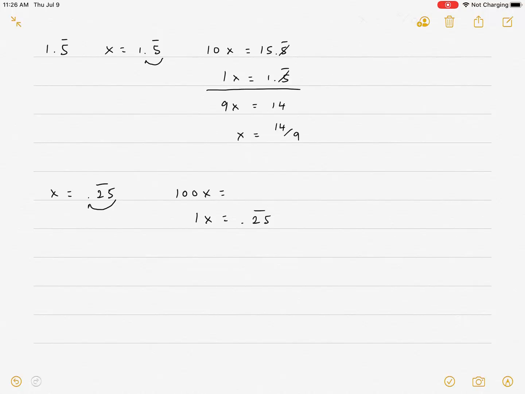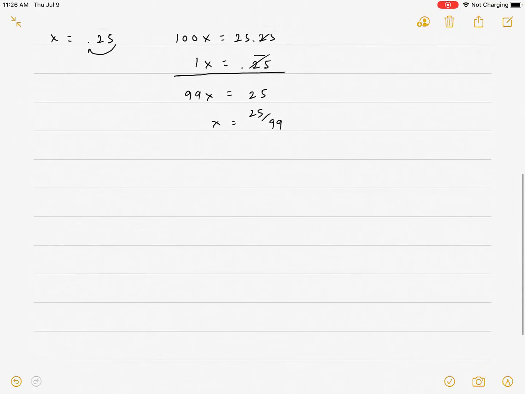100 times 0.252525 will be 25.252525. These repeating decimals subtract away. Divide. And you should always check your work with your calculator. If you were to type that into your calculator, you will see that that checks.